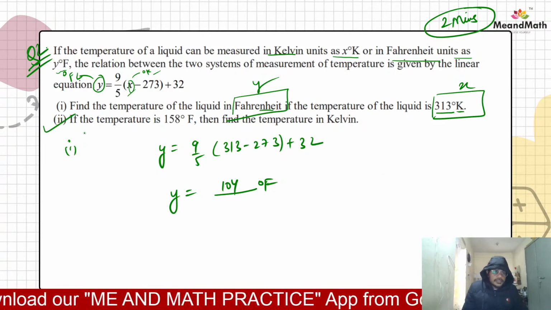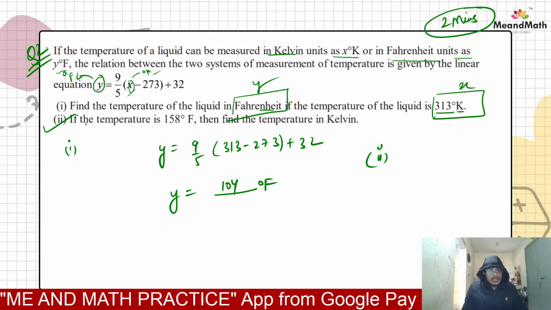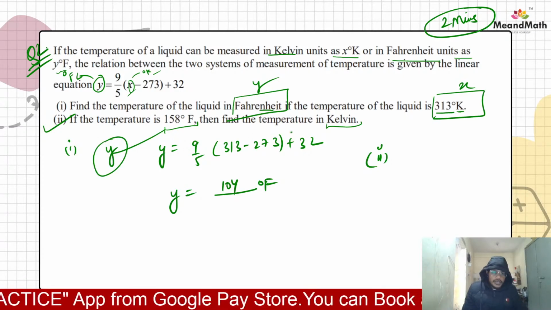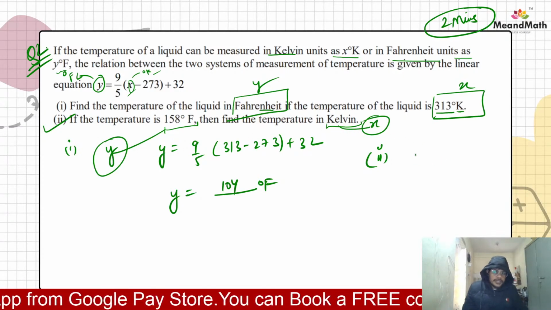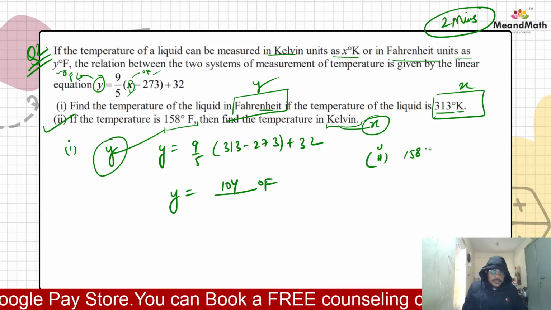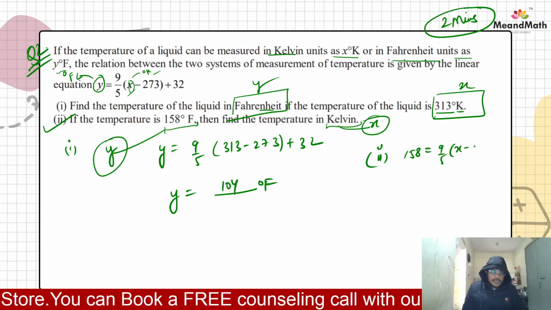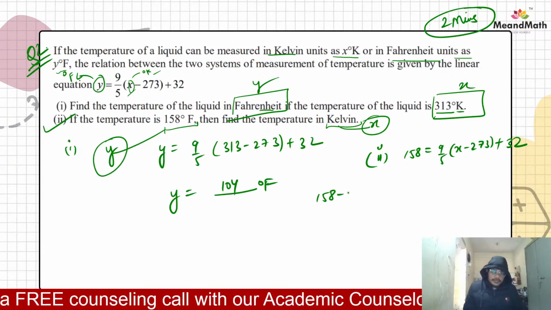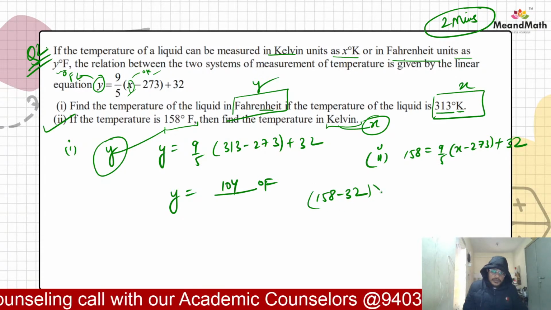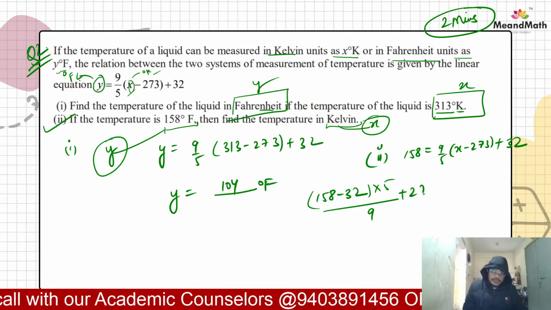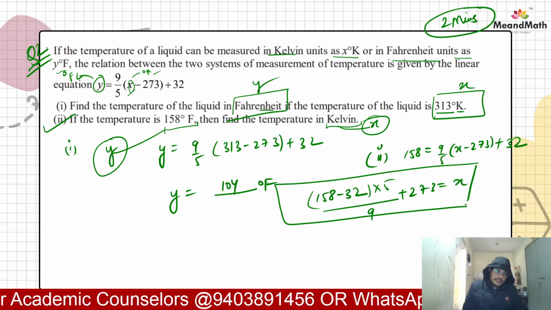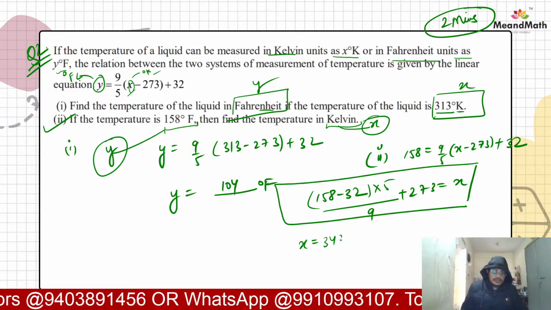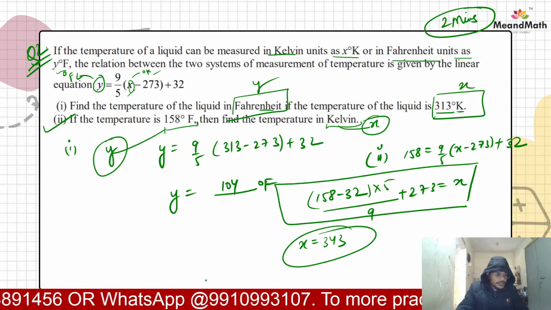Okay, now for the second part: if the temperature is this, then find the temperature in Kelvin. That means this is your Y value now, and you have to find the X value. So put here the value of Y: 158 is equal to 9 upon 5 into X minus 273, plus 32. Solve this equation. This should be 158 minus 32 into 5 upon 9 plus 273 is equal to X. Solve the equation and you will get the X value, and that should be 343. Okay, all right. So moving on to the next question.